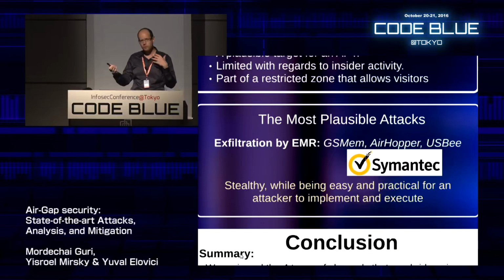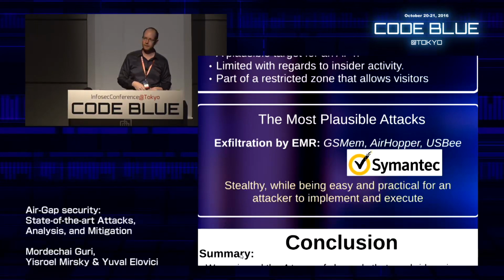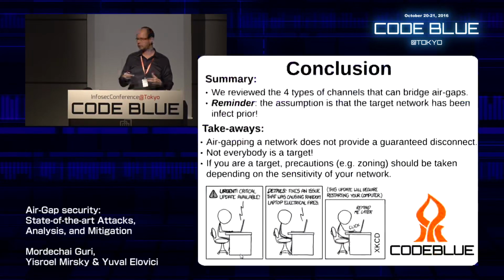In terms of what are the most plausible attacks, we mentioned this already, pretty much the radio-based attacks, such as DSMM, AirHopper, and USB. Symantec put out a report based on, for example, our paper on AirHopper, pointing out that this is a very dangerous type of attack because it's so covert and rather simple to implement.